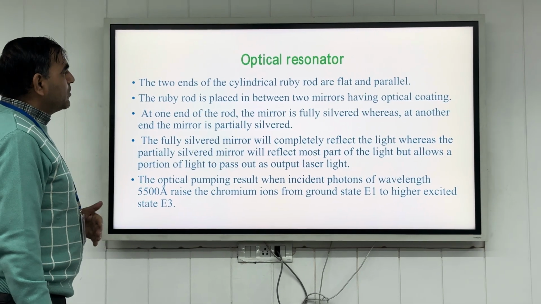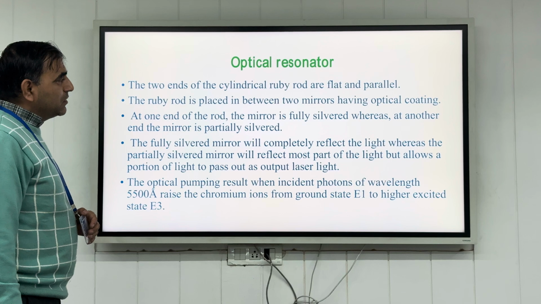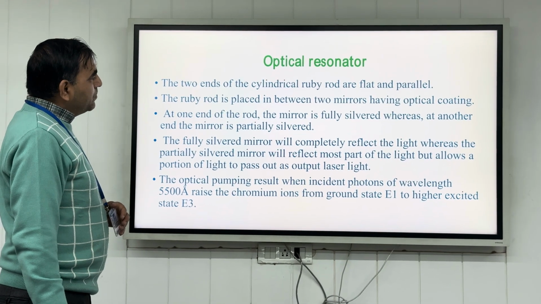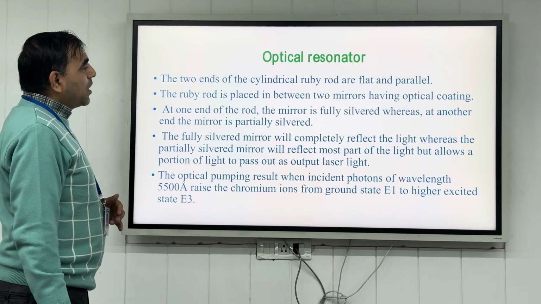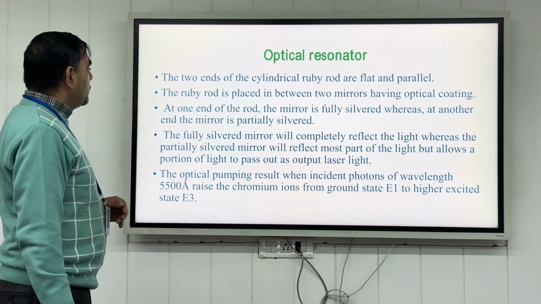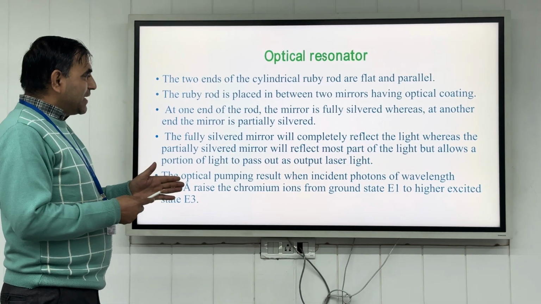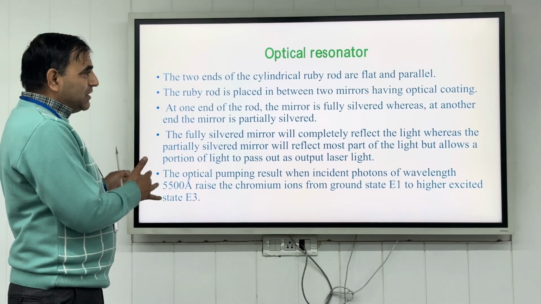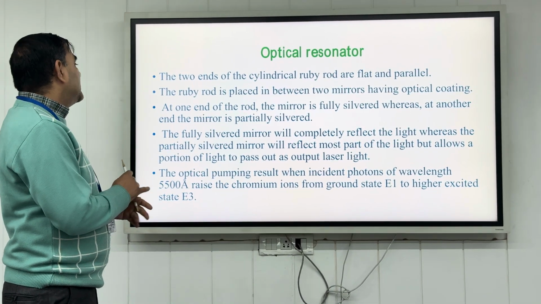The fully silvered mirror will completely reflect the light, whereas the partially silvered mirror will reflect most of the light but allow a portion of light to pass as the output laser light. In the case of the partially silvered end, there is the output of the laser light.